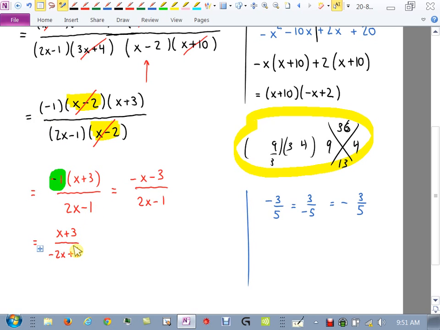So that negative, I could have brought it down to the bottom instead and then distributed it through. That would be a correct answer. Or you could have just put the negative sign out in front of everything and put the x plus 3 on top, don't change anything. 2x minus 1 on the bottom, don't change anything. It's kind of exaggerated. There we go. Negative out front. All of those answers are correct.